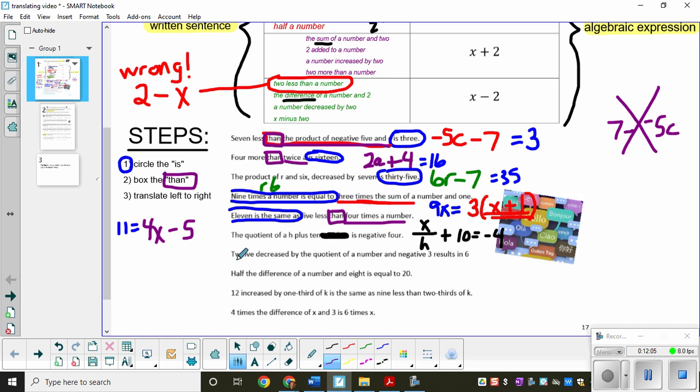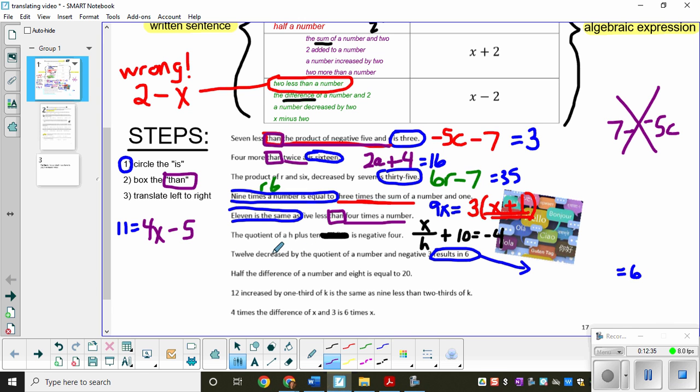All right, now we've got 12 decreased by the quotient of a number and negative 3 results in 6. Now notice for step 1, we're looking for the word is. We actually don't see the word is here. But having results in 6, that's the equal sign for this problem, okay? So for this one, just because of space, I'm going to translate it down here. So it results in 6, so we have an equal 6.